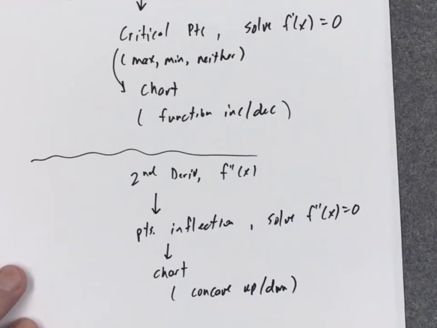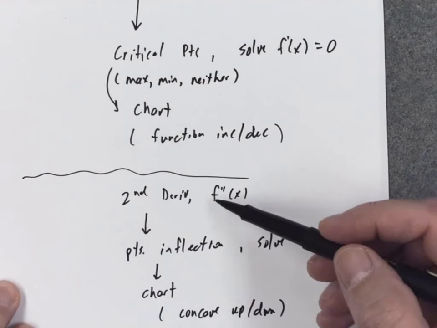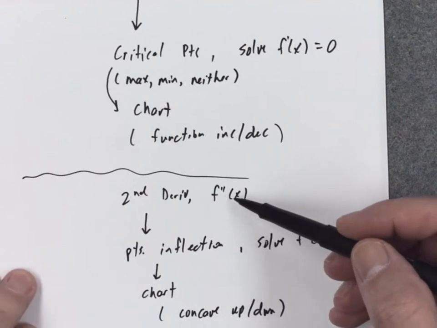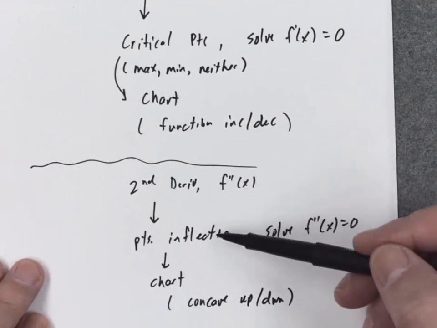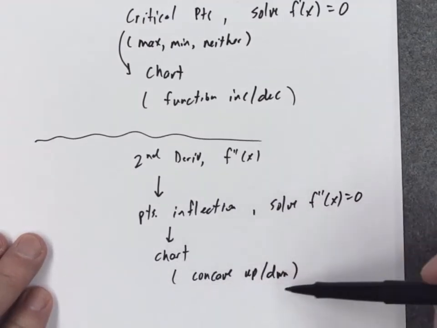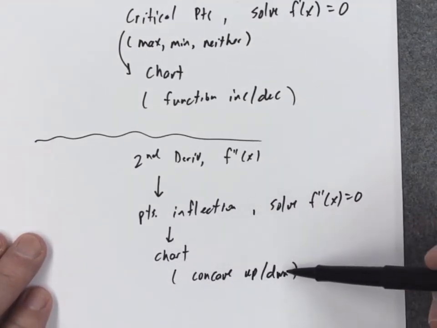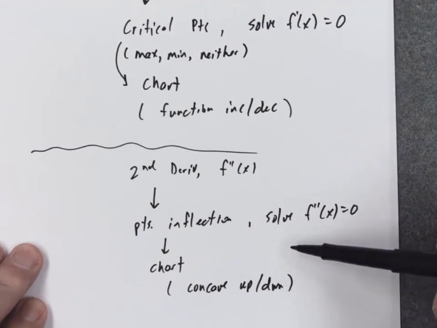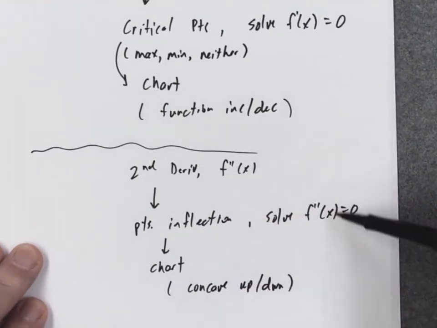So what I'm going to do is some examples where we're specifically given a function and we're asked to find the points of inflection, and to determine where the function is concave up and concave down. So I'll do a couple of examples where we do all this second derivative work.